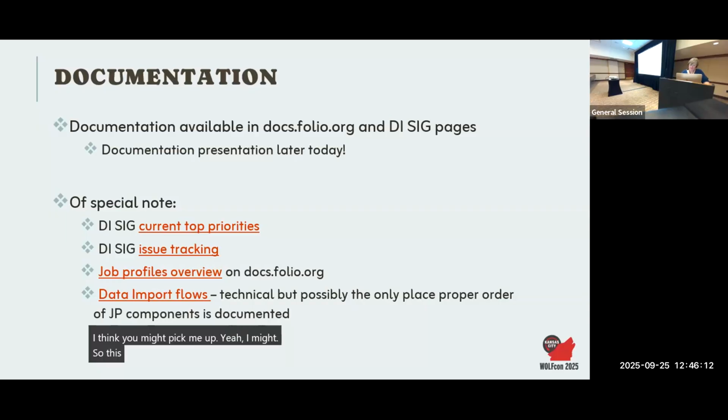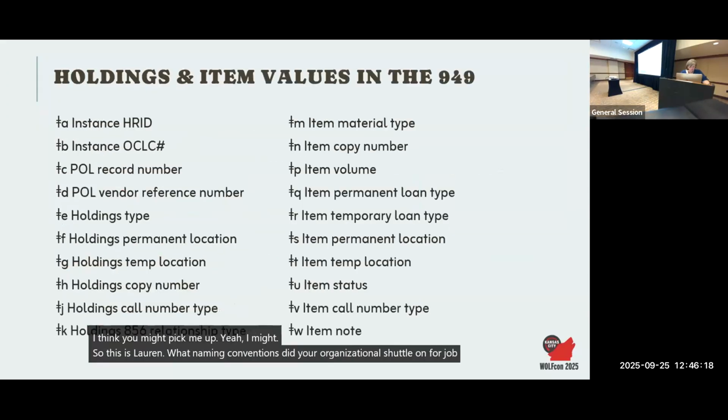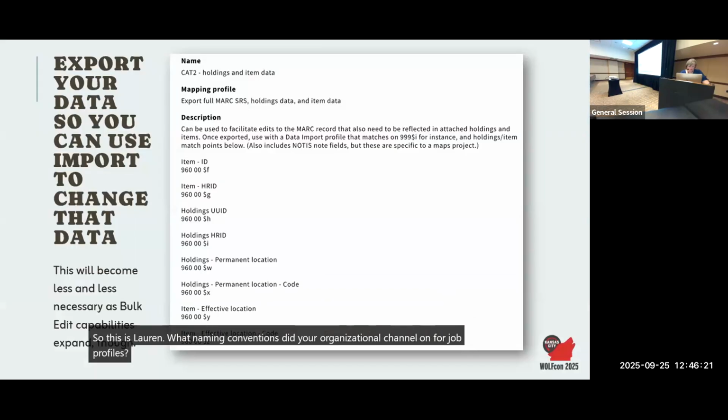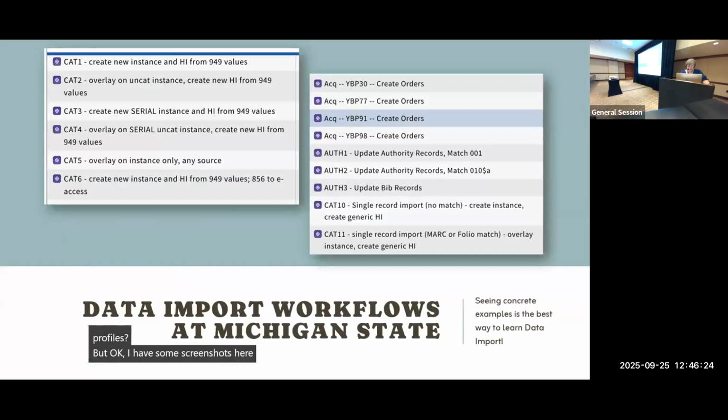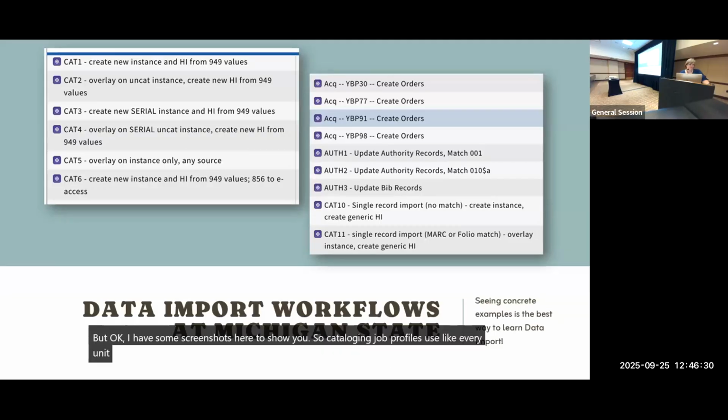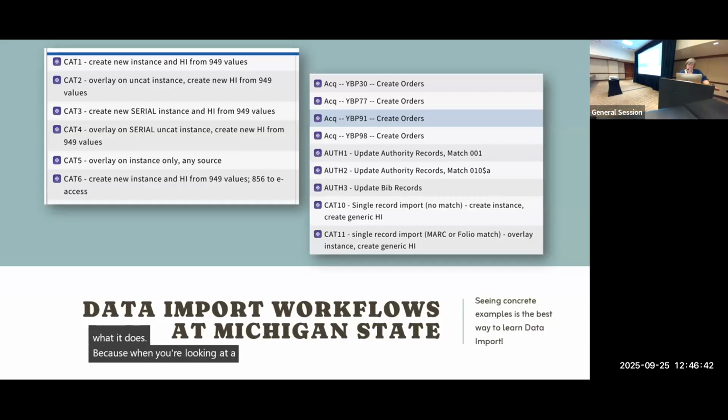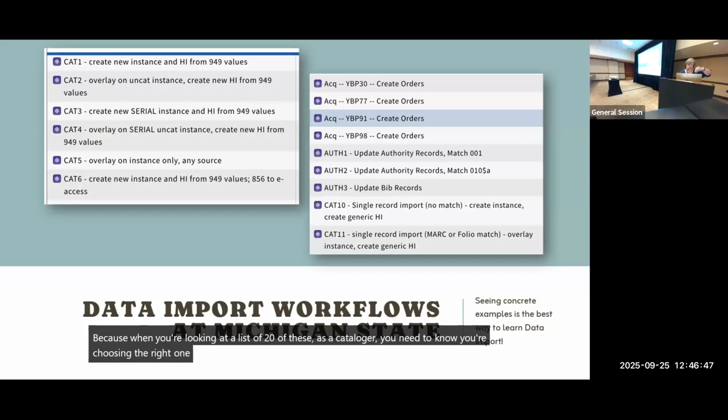This is Lauren. What naming conventions did your organization settle on for job profiles? Yeah, okay, I have some screenshots here to show you. So cataloging job profiles use, like every unit has a prefix. And then we number them after the prefix. And then in the titles, we try to say what it does. Because when you're looking at a list of 20 of these as a cataloger, you need to know you're choosing the right one without having to go into the guts of the job profile and look at what it does. Does that help?